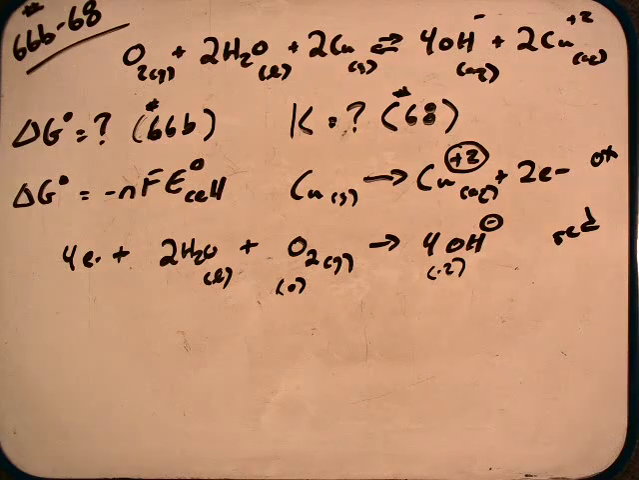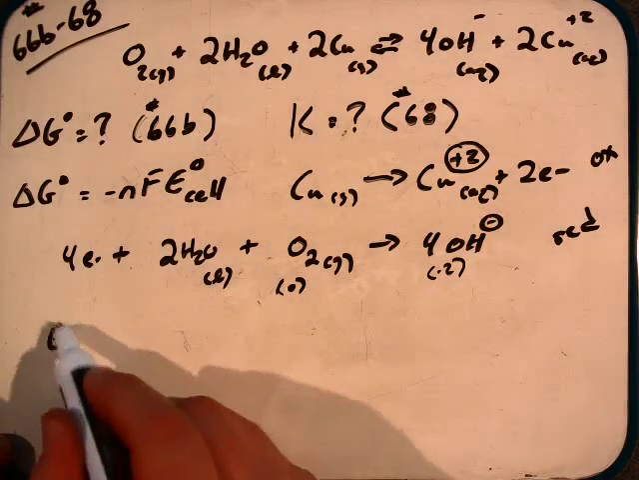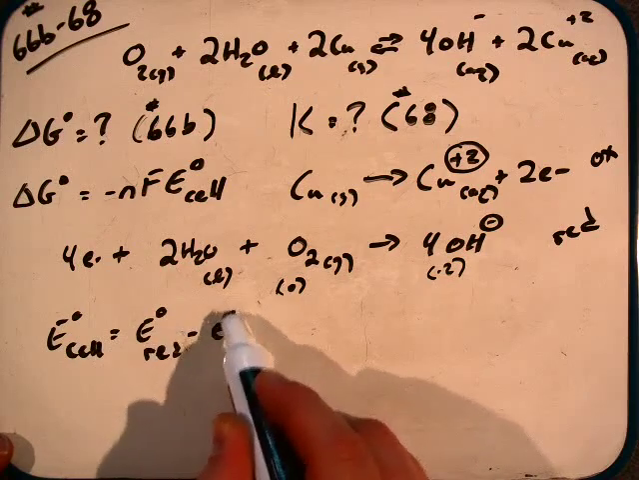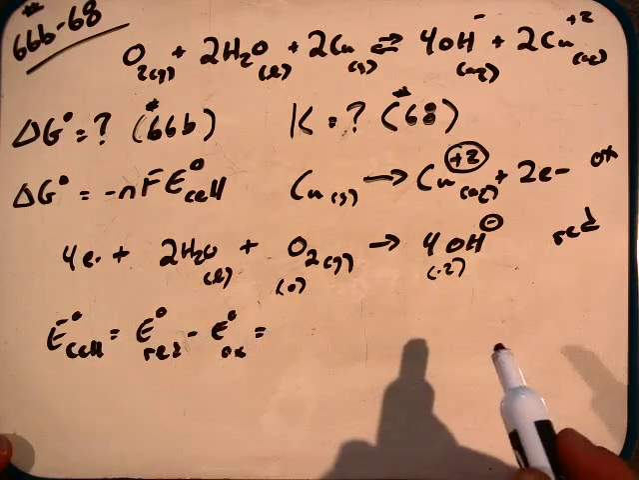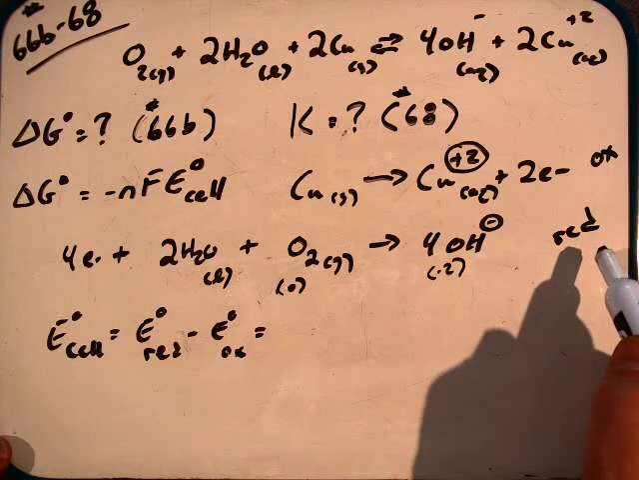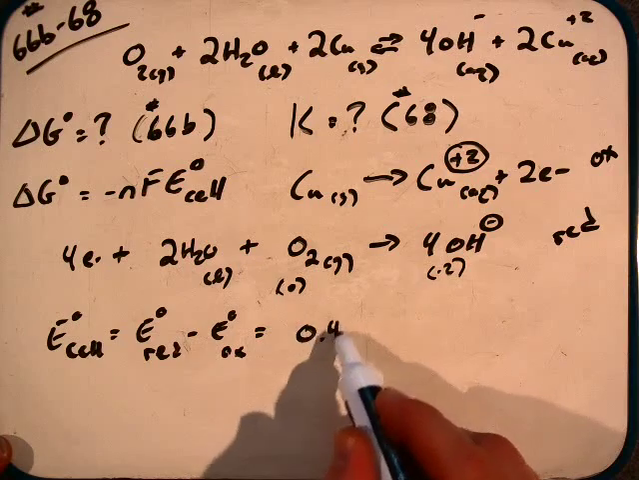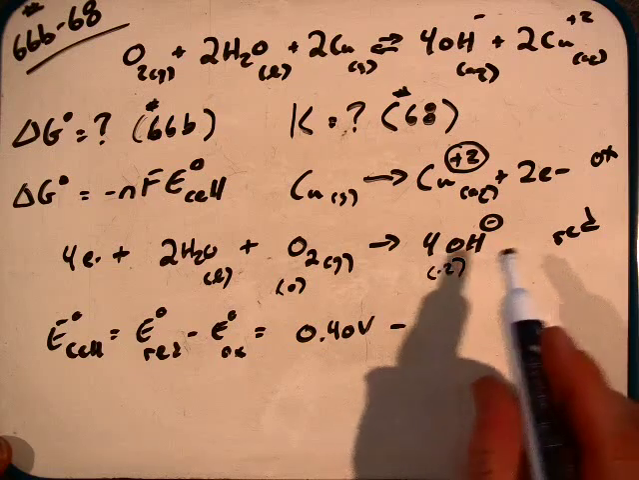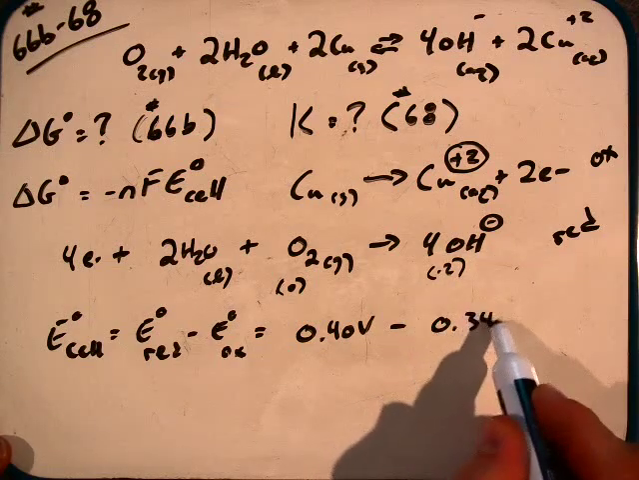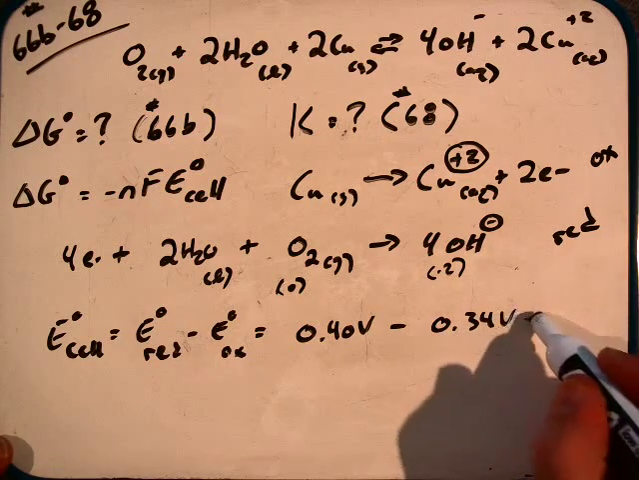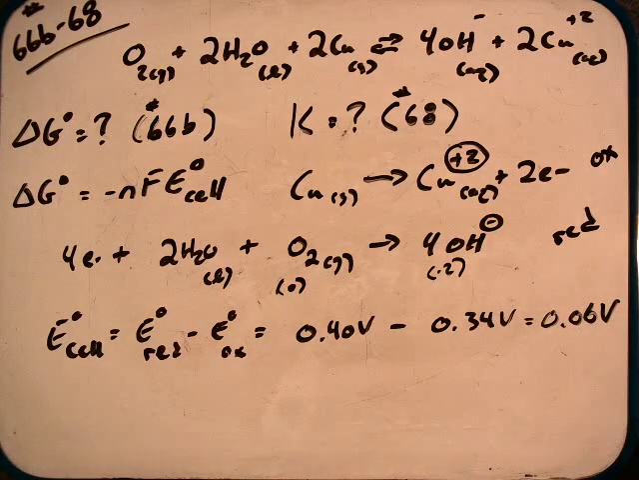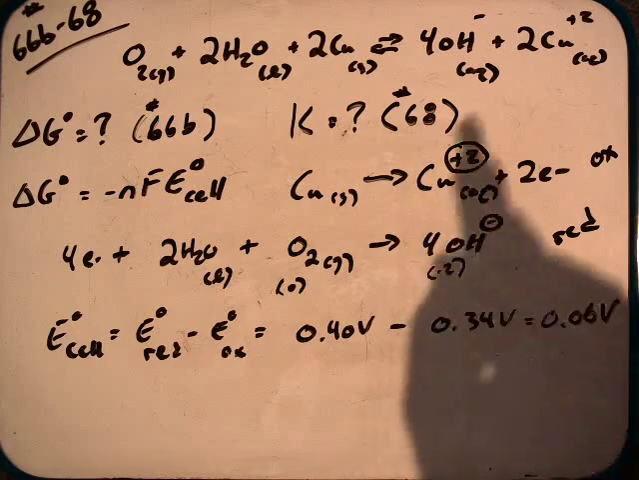There is our half reaction for reduction. And so in order to get the potential of the cell, we just want to take the difference of the reduction and oxidation half reaction potentials. If we look up our reduction potential, we get a value of 0.40 volts. And we're going to subtract from that the potential we get from the table for the oxidation of copper, which is 0.34 volts. And so we get a value of 0.06 volts for the cell potential as written above.